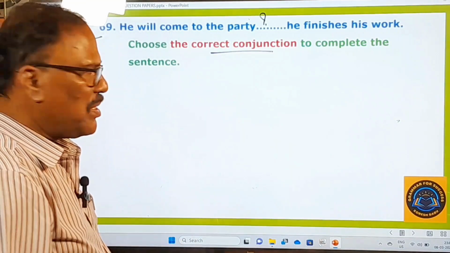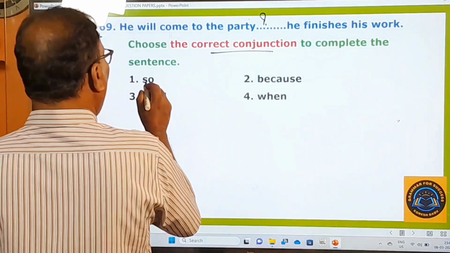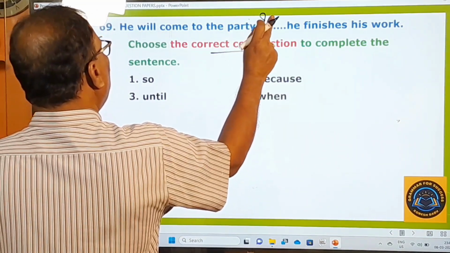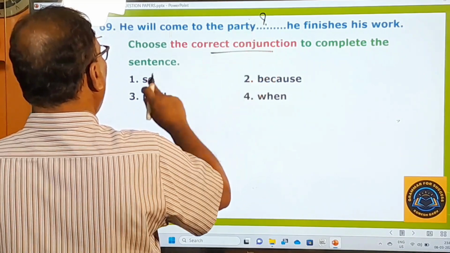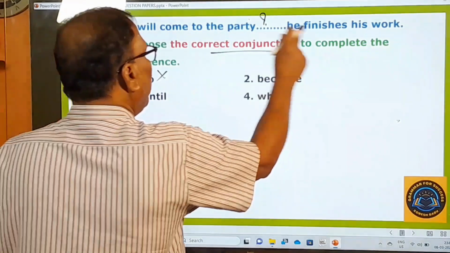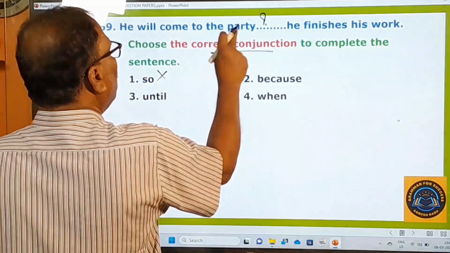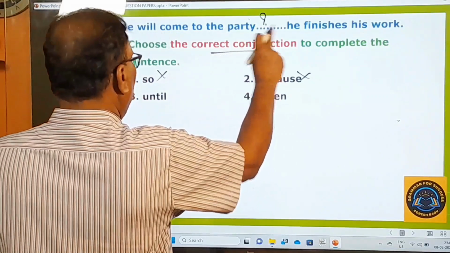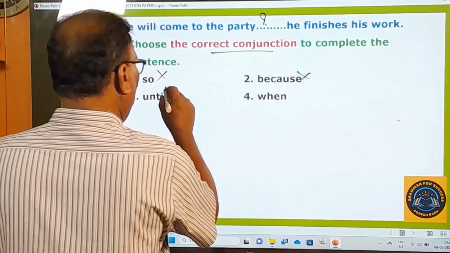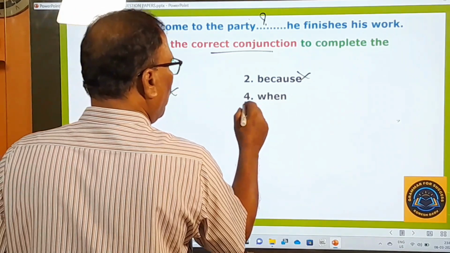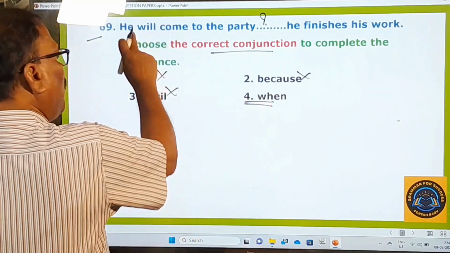Then what are the options given here? Because, until, when. So what is more fitting in this? "So" is not fitting. You cannot say, he will come to the party so he finishes his work. No. He will come to the party because he finishes. No. And he will come to the party until he finishes his work. No. So the first one, second one, third one are wrong, and only the fourth one is going to be the right one.